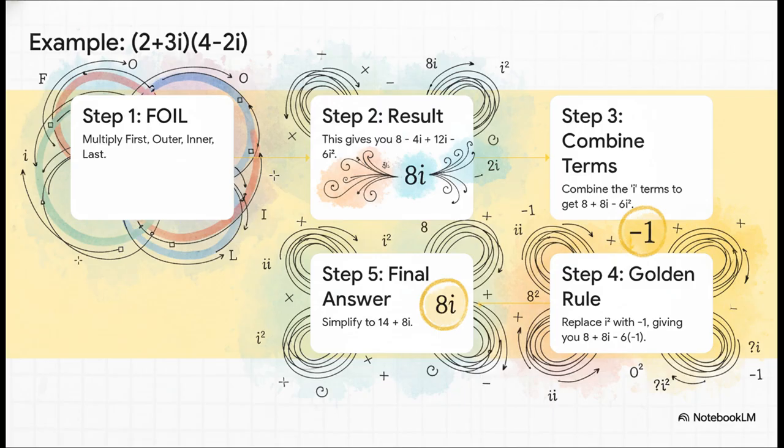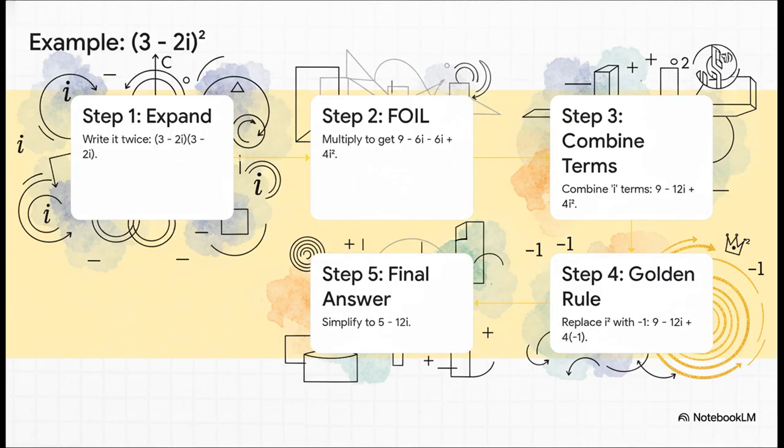See? Not so bad. So what happens when you have to square a complex binomial? This is where a really common mistake trips people up. The absolute most important first step is to expand it. You have to write it out twice, side by side. Whatever you do, do not just distribute that little 2 exponent. Once it's written out, hey, it's just another FOIL problem. We FOIL it out, combine those middle terms to get -12i, and, you guessed it, there's an i squared. We replace that with -1, turning the +4 into a -4. Finally, 9 minus 4 is 5, for a final answer of 5 minus 12i.